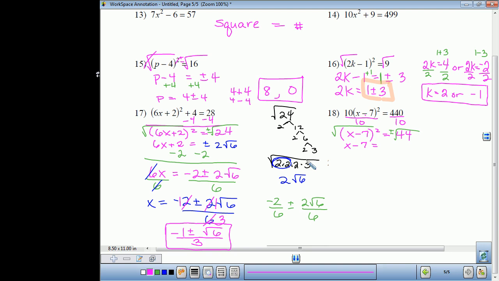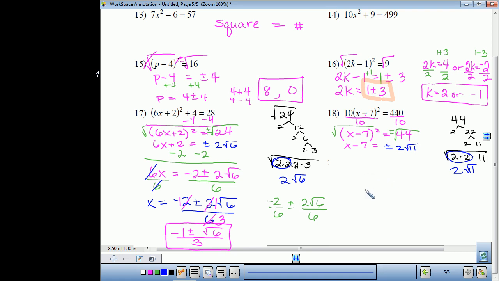All right, so we look at 44. It breaks down into 2 and 22, and 22 breaks down into 2 times 11. So if we think about the factor tree, we know we have to have 2 of them to bring it out. So we have two 2s, so we can bring a 2 out, and it leaves an 11 under the root. So the square root of 44 simplifies to plus or minus 2 root 11.